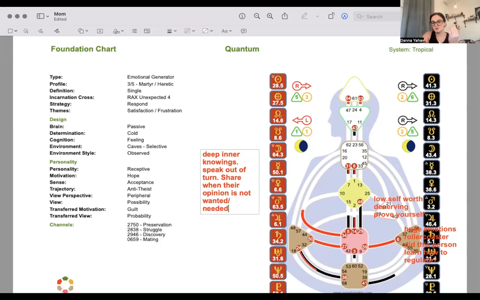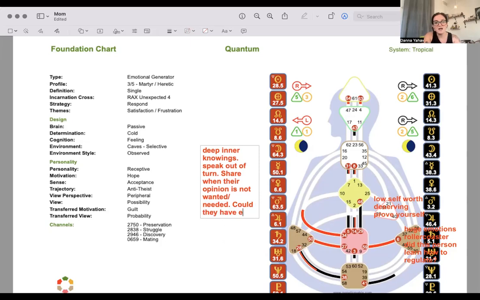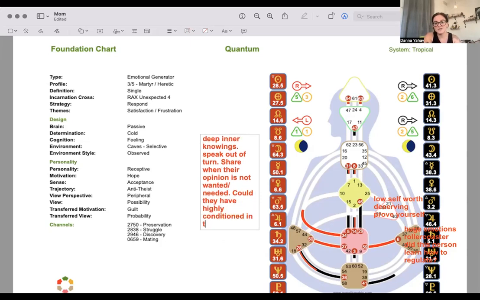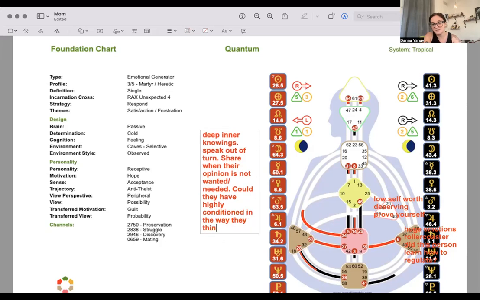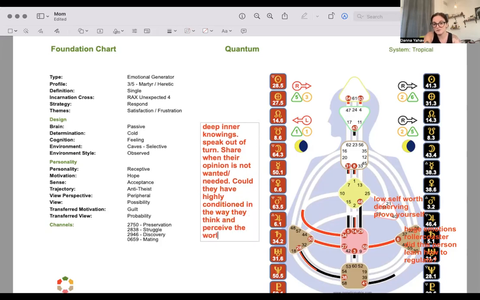Now, whenever I do things like this, whenever I start to look at self-worth, or I start to look at having huge emotions, I always scan the chart for more things. So you saw me do that with 43, how I also looked at the throat. Now I also have an open crown and an open ajna, so I'm also looking at where they are taking in information from others. Could they have been highly conditioned in the way they think and perceive the world?